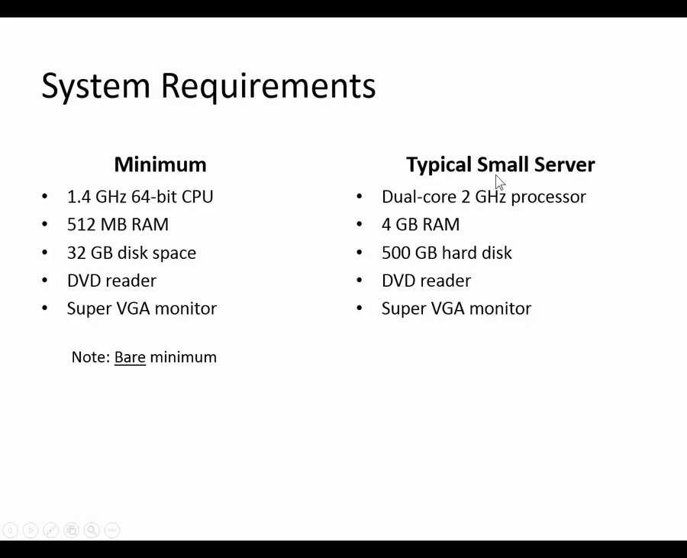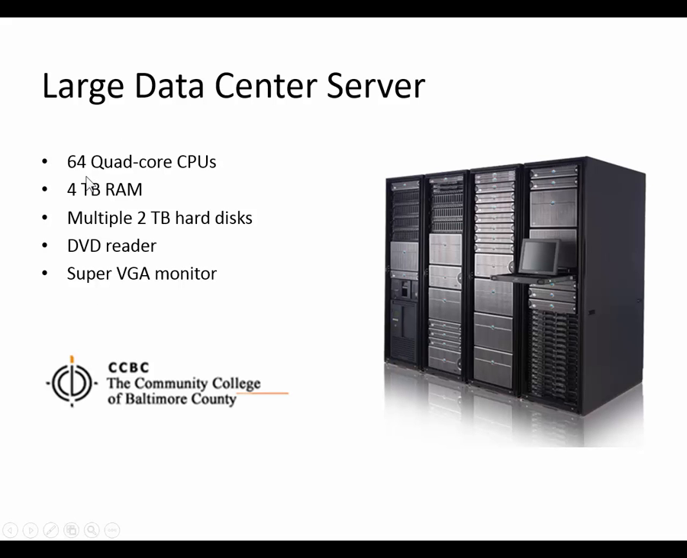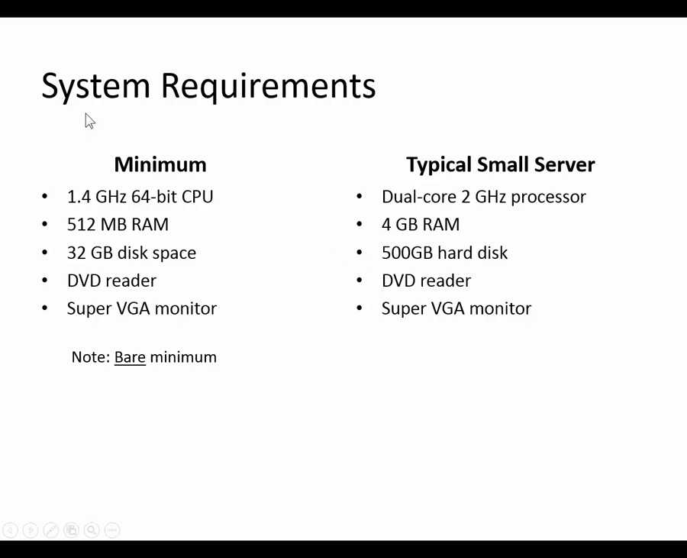Even if you had a small server, you would want to have a dual core 2 gigahertz processor, 4 gig of RAM, and a 500 gig hard disk. And of course, if you had a large data center server, you might have 64 quad-core CPUs and 4 terabytes of RAM and multiple 2 terabyte hard disks. And of course, this is what we do have at our data center at CCBC. But the bare minimum required to install Windows Server is a 1.4 gigahertz 64-bit CPU, 512 meg of RAM, and 32 gig of disk space.